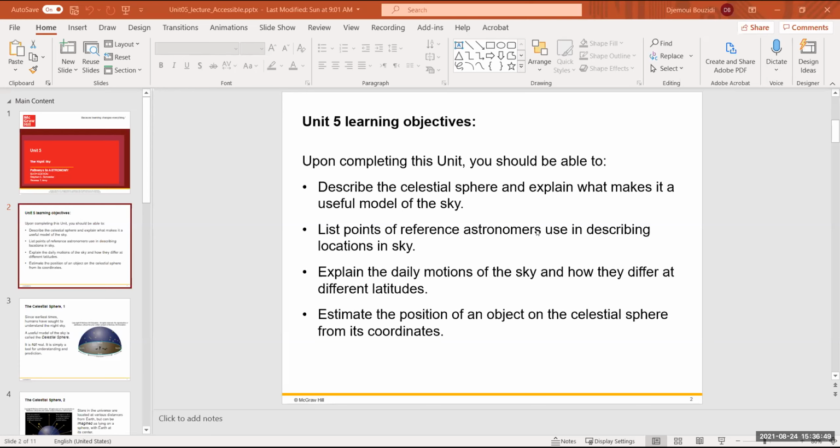This is the list of references that explain the motion of the objects. They seem to rise from the east, where is the east? This way is my east, and fall in the west, okay? And that is because the Earth is actually moving from the west to the east. That's the spin of the Earth, okay?